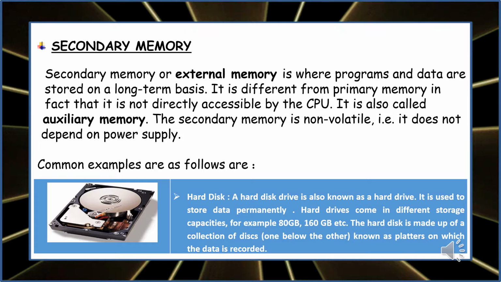Let me take some examples of secondary memory. Hard disk. A hard disk drive is also known as hard drive. It is used to store data permanently. Hard drives come in different storage capacities, for example, 80 GB, 160 GB, etc. A hard disk is made up of a collection of disks, one below the other, known as platters, on which the data is recorded.